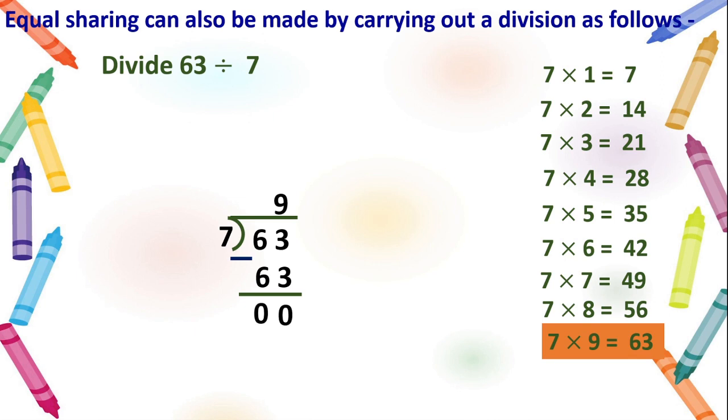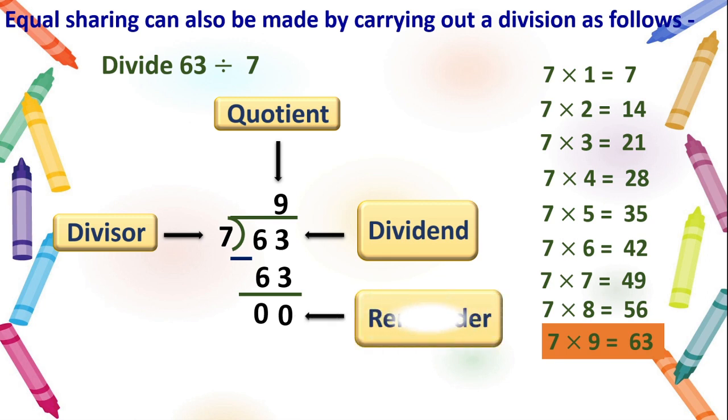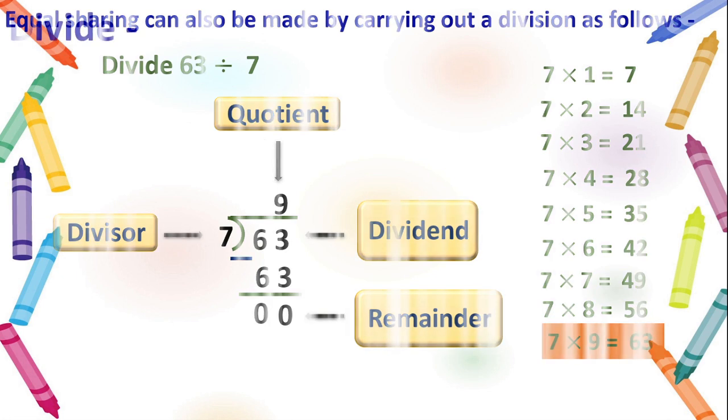Now we will label here. This is called divisor, isn't it? This is called dividend. What is this? This is nothing but quotient. And what is this 0? That is remainder, isn't it? Very good. Here we go.